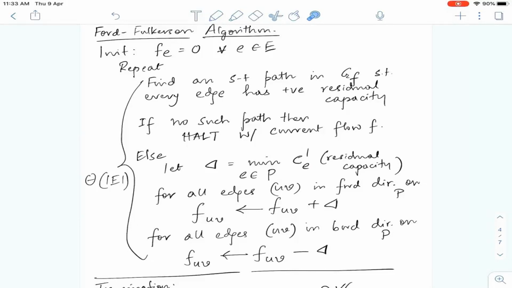But the question is, how long does this procedure go on? That is not very clear. I have written here repeat, and remember the stopping condition is that there is no ST path in the residual graph. The question is how long this procedure lasts.